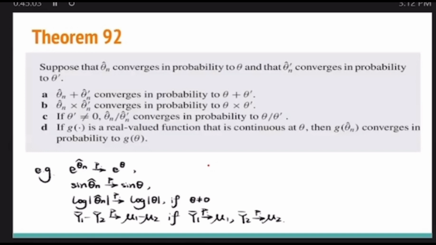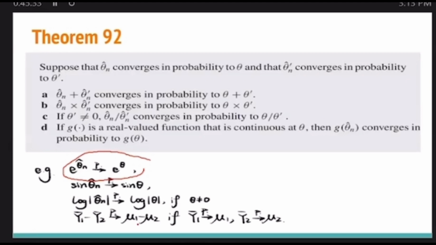Now let's take a look at an example. The exponential of an estimator converges in probability to the exponential of the true value. Whatever mathematics I want to conduct, whether exponential or sine or log or whatever, if I do that on the estimator, then that will converge in probability to the true value. That's exactly what I'm trying to say here.